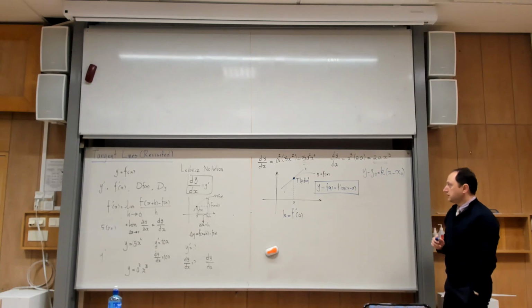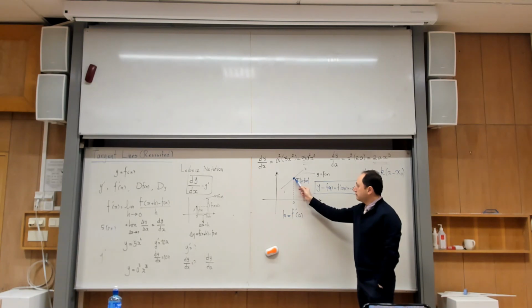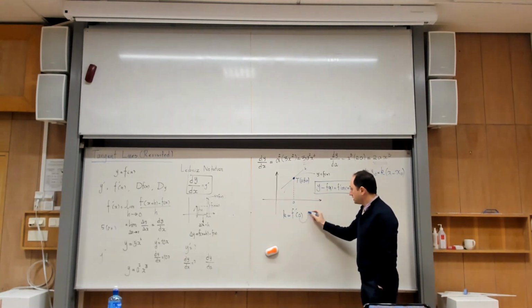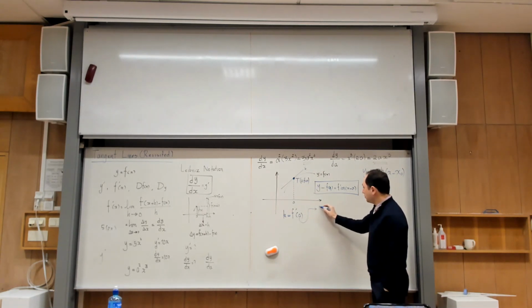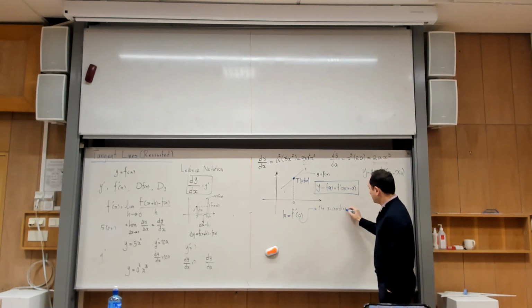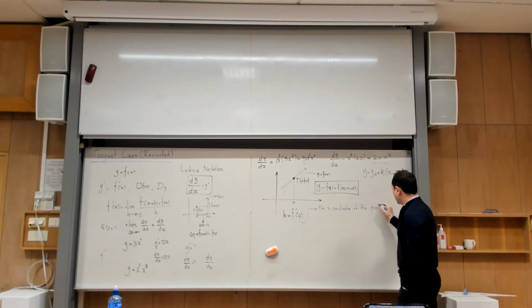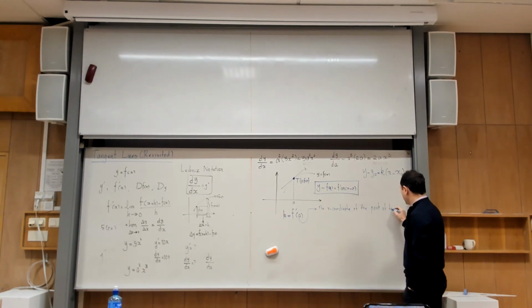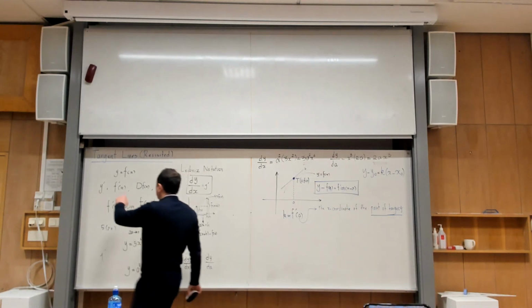But let me mention something. Here, this point a is the point of tangency. So let me emphasize here, this a is not any point that you like. a is the x coordinate of the point of tangency. That is important.